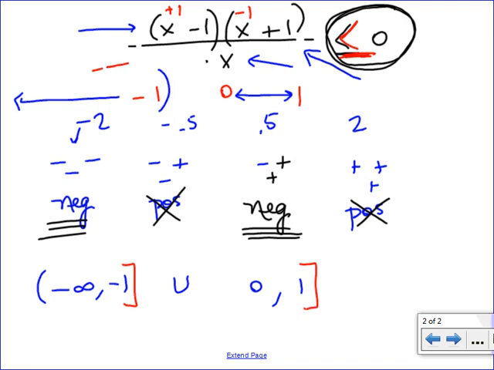However, can I plug 0 into my denominator? No. 0 cannot be in my domain. Therefore, I would use a parenthesis. And you have now solved a rational function. One more before I finish for you tonight.